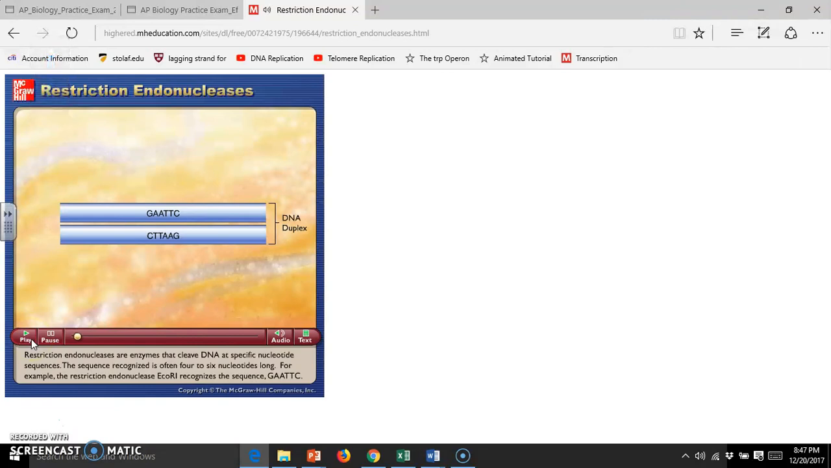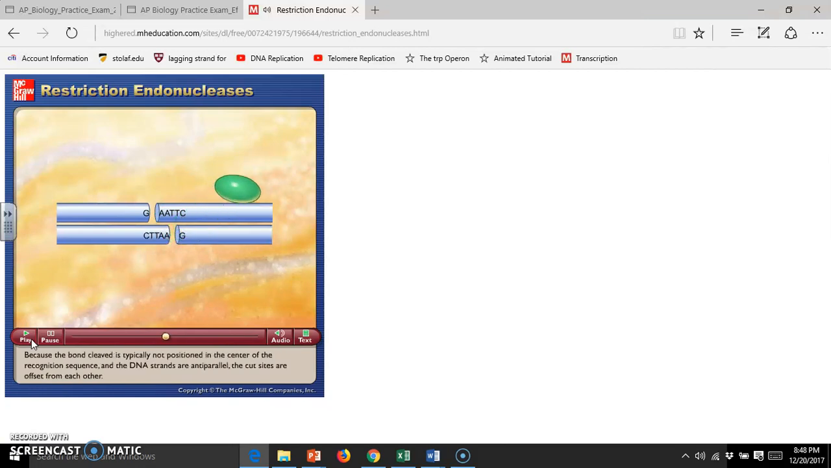Restriction endonucleases are enzymes that cleave DNA at specific nucleotide sequences. The sequence recognized is often 4 to 6 nucleotides long. For example, the restriction endonuclease EcoR1 recognizes the sequence GAATTC. The nucleotides at one end of the recognition sequence are often complementary to those at the other end. The two strands of the DNA duplex have the same nucleotide sequence running in opposite directions for the length of the recognition sequence. Because the same recognition sequence occurs in both strands of the DNA duplex, the restriction endonuclease can bind to and cleave both strands of the DNA molecule.